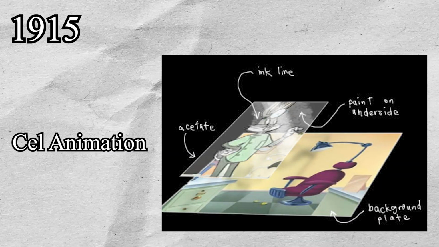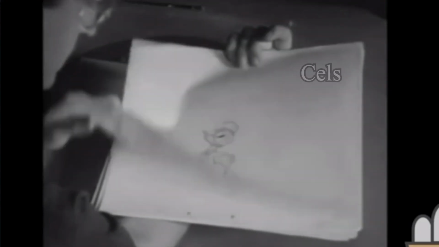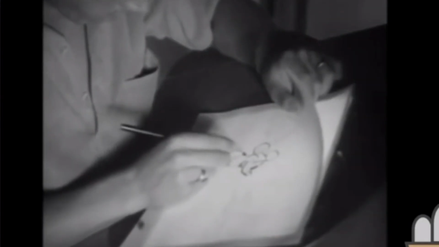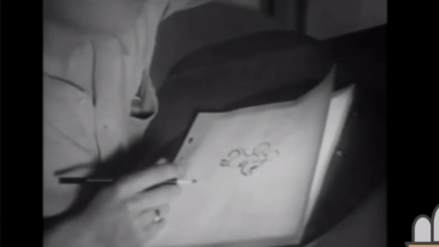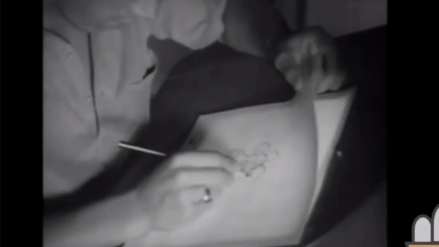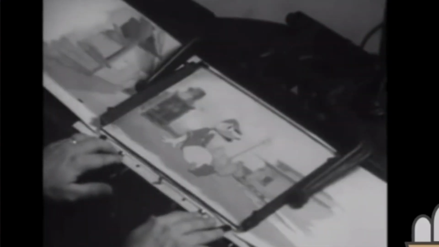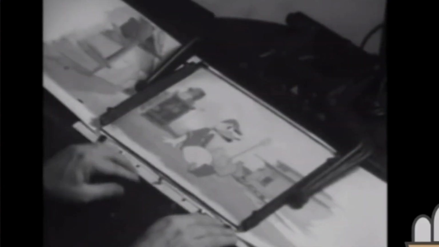In 1915, the cel animation method was invented. Artists drew characters on transparent sheets called cels and filmed them over a background. This saved a lot of time and money because they didn't have to draw the background repeatedly on each paper. At this time, animations mostly focused on pictures. Later, animations became more advanced, adding both sound and visuals to tell stories in a more detailed way.